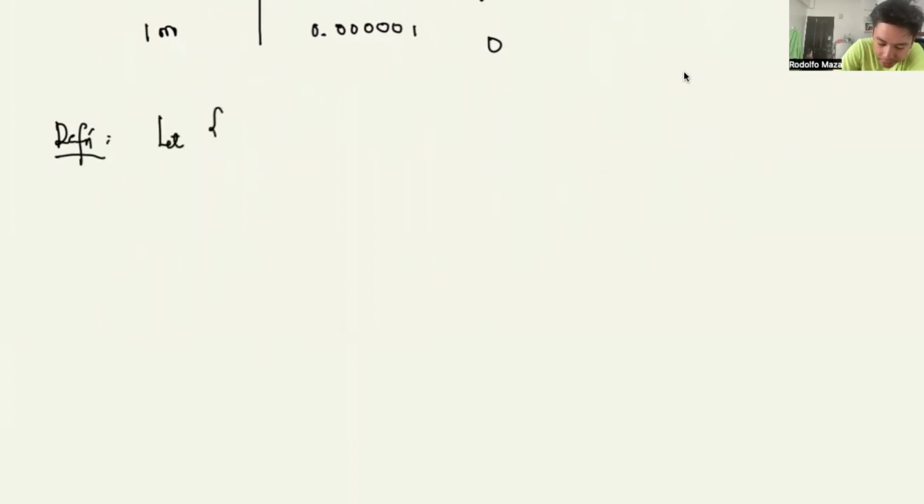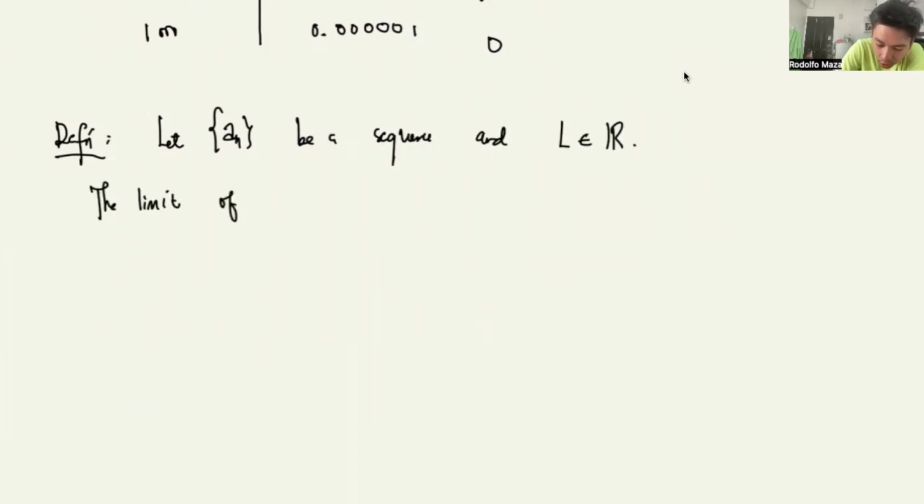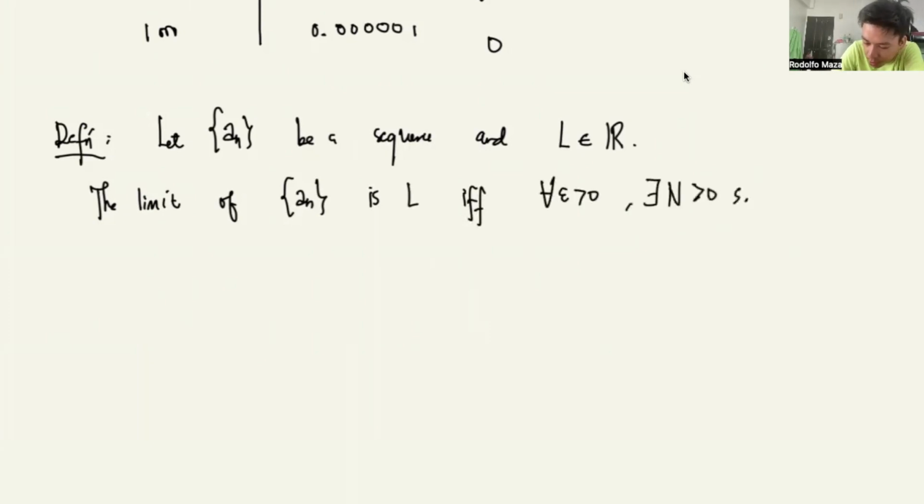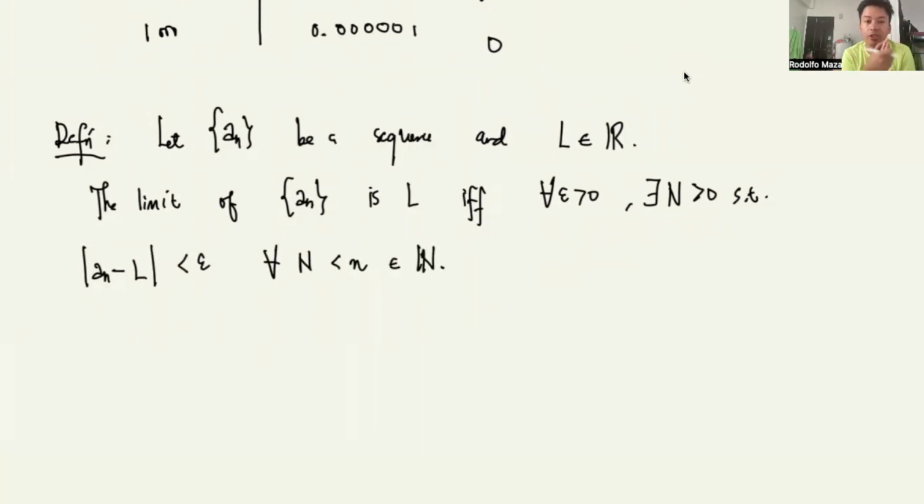So let a_n be a sequence and L be any real number. Okay, so the limit of a_n is L if and only if for every epsilon greater than 0, there exists a capital N greater than 0 such that |a_n - L| < epsilon for all n greater than or equal to capital N, and that n is a natural number. Okay, so yan yung definition ng ating limit of a sequence.